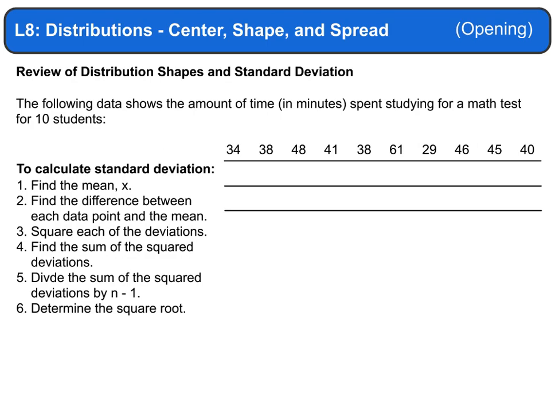Now, if we review the idea to calculate standard deviation, step 1 says to find the mean, which we'll state as x bar. Step 2 says to find the difference between each data point and the average. Step 3, square each of the deviations. Step 4, find the sum of the squared deviations. Step 5, divide the sum of the squared deviations by n minus 1, and then step 6, determine the square root.